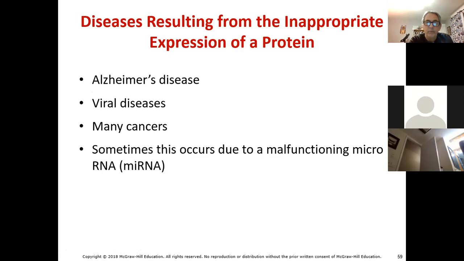Diseases resulting from the inappropriate expression of a protein include Alzheimer's, virus diseases, and many cancers. Sometimes this occurs with malfunctioning microRNAs. These are small regulatory RNAs, and they are targets of gene therapy.